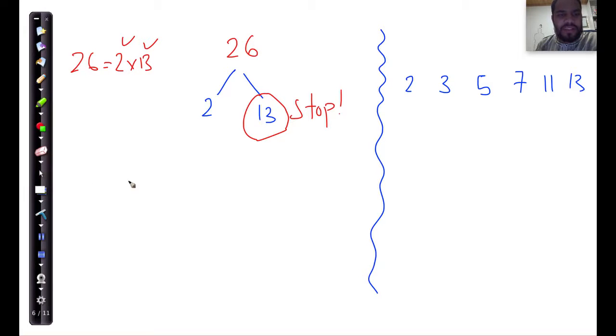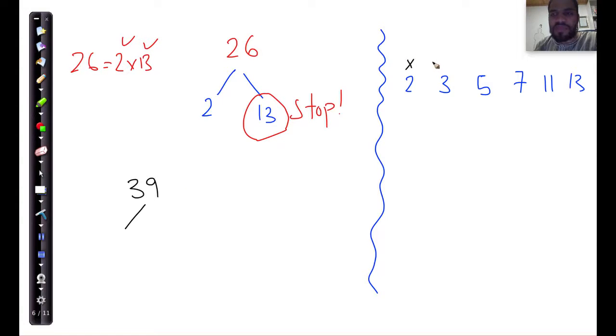Let's look at another example, 39. Well, does 2 go into this number? 9 plus 3 is actually 12. So 3 can go in there, but we must start with 2. Does 2 go in here? 2 clearly does not go in there, so that's not going to work.